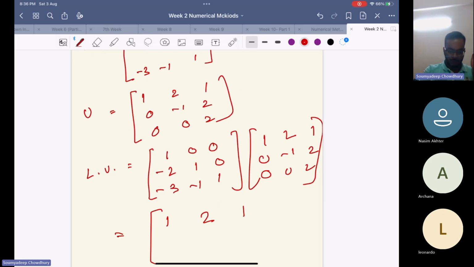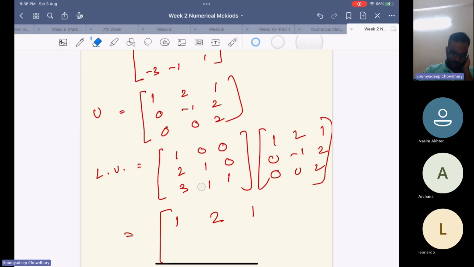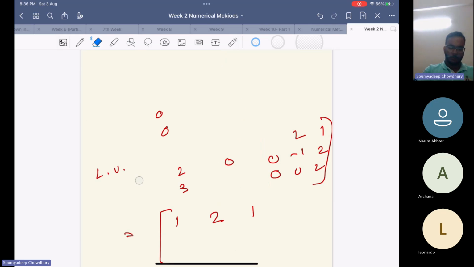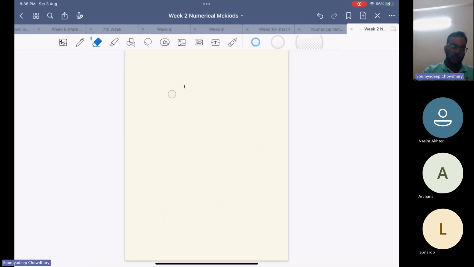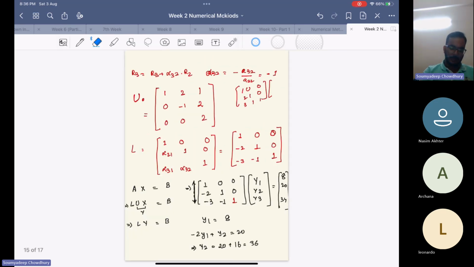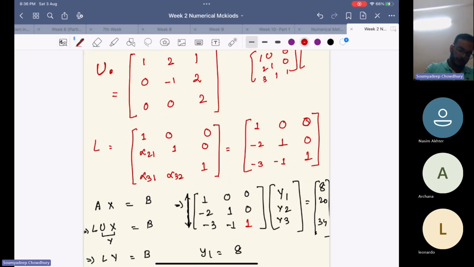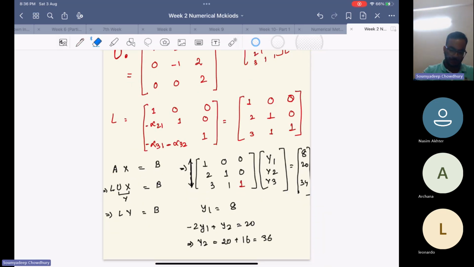Okay, understood. So this will not be the negative values. Understood. So this is the problem. When you write this L matrix, it is the negative of the coefficients we have to take: minus alpha 2,1, minus alpha 3,1, and minus alpha 3,2. So then you will get 2, 3, 1. Here 2, 3, 1. That's why there was a problem.